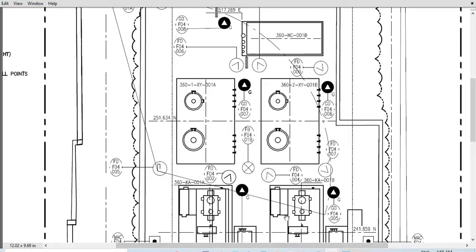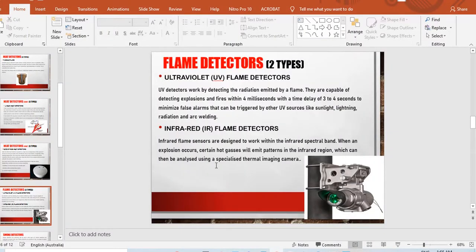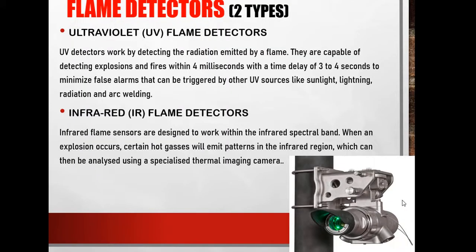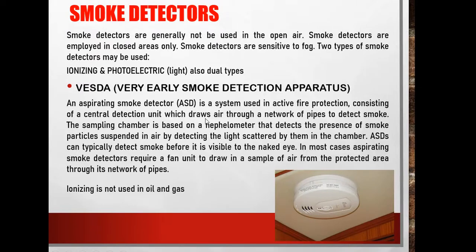Okay, so that's on flame detectors. There are two types, as I said, mainly ultraviolet and infrared flame detectors. Then we'll go to smoke detectors. Smoke detectors are mainly used indoors, and I'm sure you've seen them at home. They are indoors in most places. You see them in your offices and stuff.